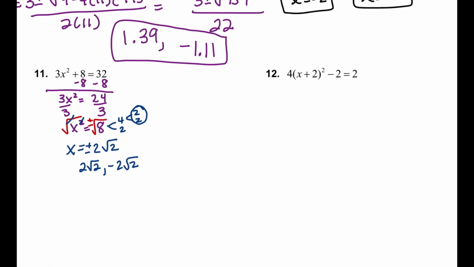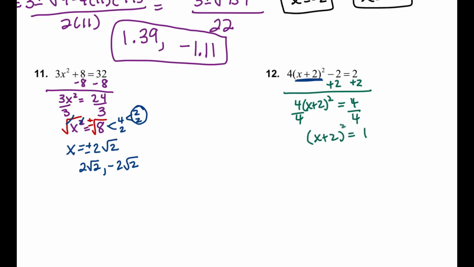Looking at number 12, we don't have an x squared and an x, but we do have the squared part right here. We want to get that alone. We're going to start by adding 2 to both sides of the equal sign. Divide by 4. We're going to do the opposite of squared, which is take the square root of both sides. We want to add in our plus or minus sign.